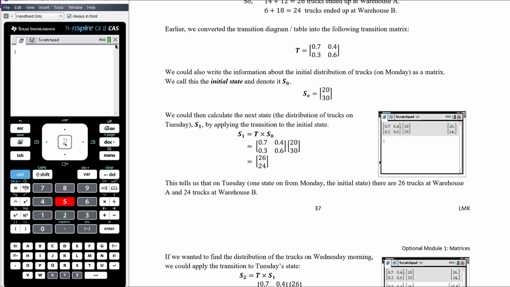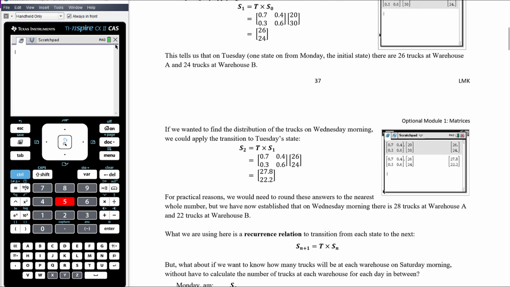So when we do that, we can see we've got the CAS screenshot here, which has done that multiplication for us, and we find that we get 26 and 24. So on Tuesday morning, or Monday night, there'll be 26 trucks at warehouse A and 24 trucks at warehouse B.